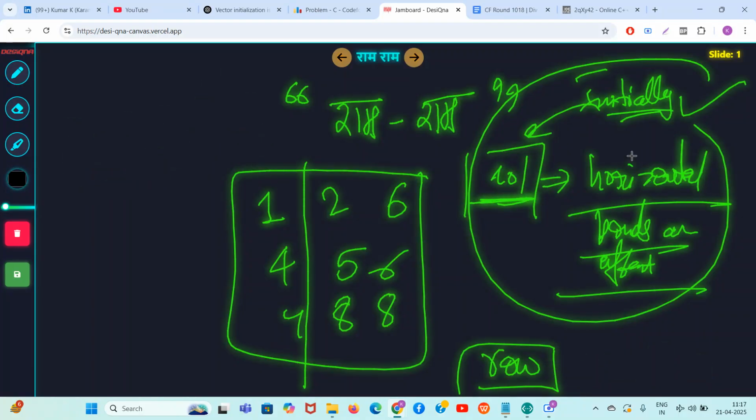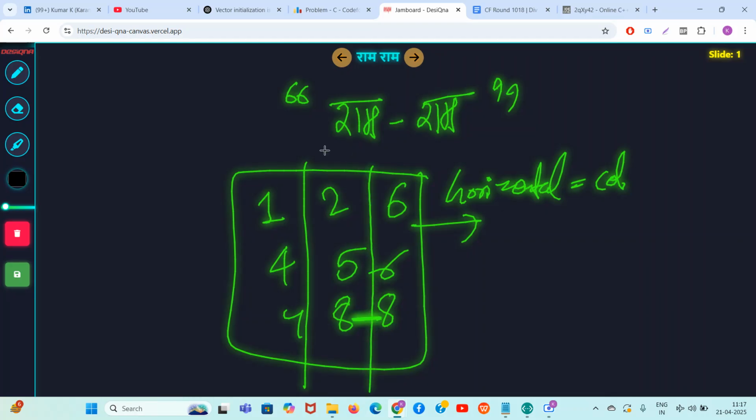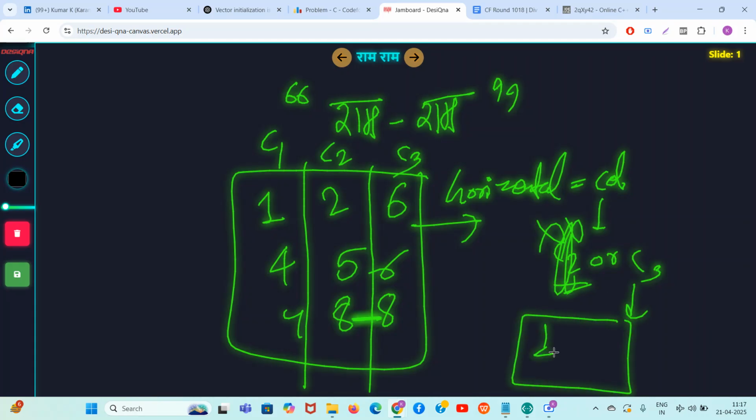So guys, for this problem, let's first solve the horizontal bonds. What is a horizontal bond? This is a horizontal bond. Horizontal bond means column operation. So either I can do C1, C2, C3, right? This is given to us in the form of an array. Either I can do C2 or C3. You know that C2 does not work, right? So I will do C3. What will happen after doing C3? The matrix looks like this.